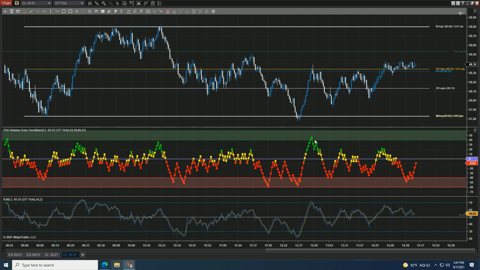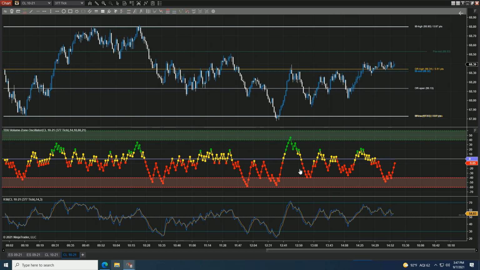So if you were up here, what I would tell you is this: if you had the VZO in the green zone here and the RSI pushing over 70 and now starting to turn over, this might be what you would consider a higher risk location to be entering along. It's not necessarily telling you to short the market.